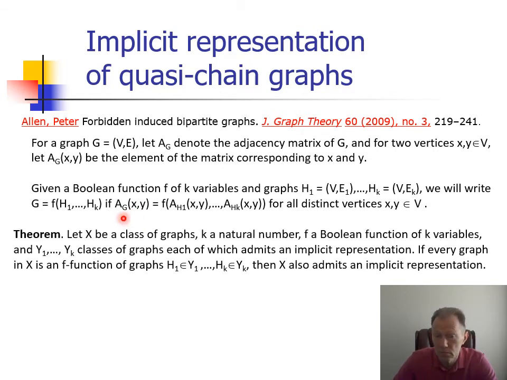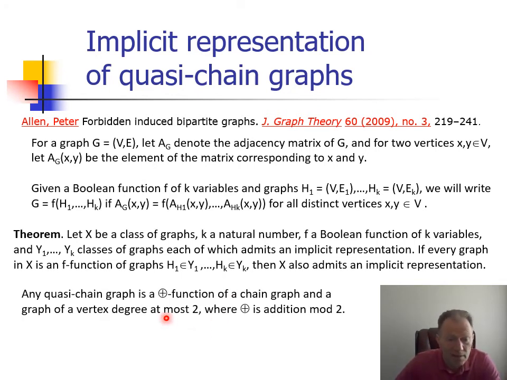With this terminology and notation, one can easily prove the following result. Let X be a class of graphs, k a natural number, f a Boolean function of k variables, and Y1, ..., Yk classes of graphs, each of which admits an implicit representation. If every graph in X is an f function of graphs H1, ..., Hk from classes Y1, ..., Yk respectively, then X also admits an implicit representation.